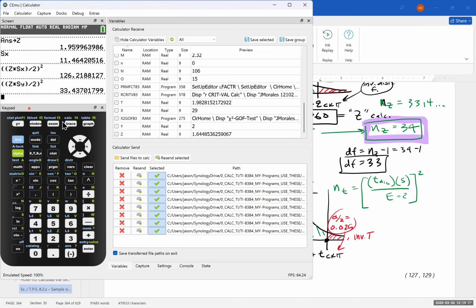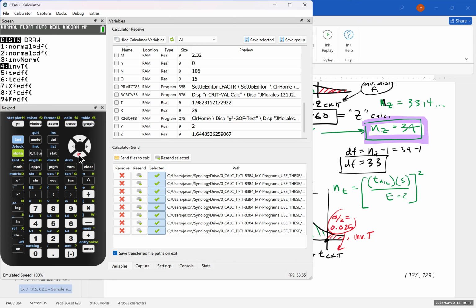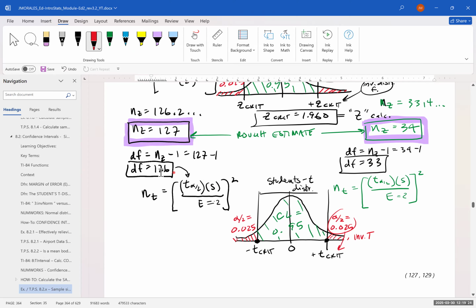So over here, I'm going to go ahead and just use the native program, inverse T. Remember, this is only going to calculate area from the left, so this will give us a negative number. Okay, so we're going to put in 126 for this one on the left. So we are going to get actually two different critical values, aren't we? So we're going to get one here and a different one over there.